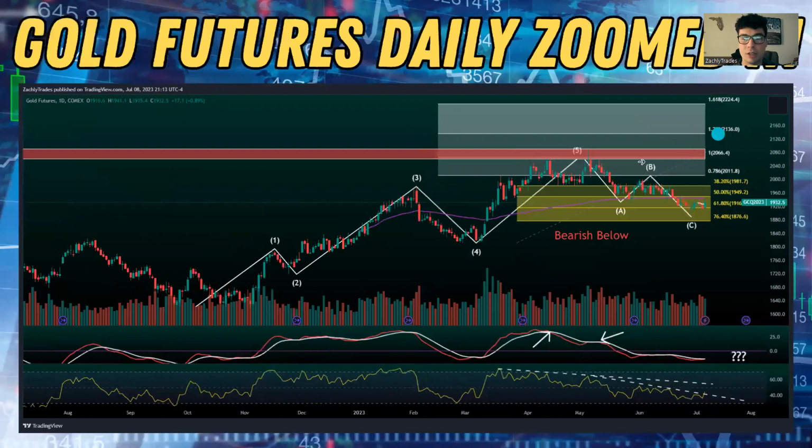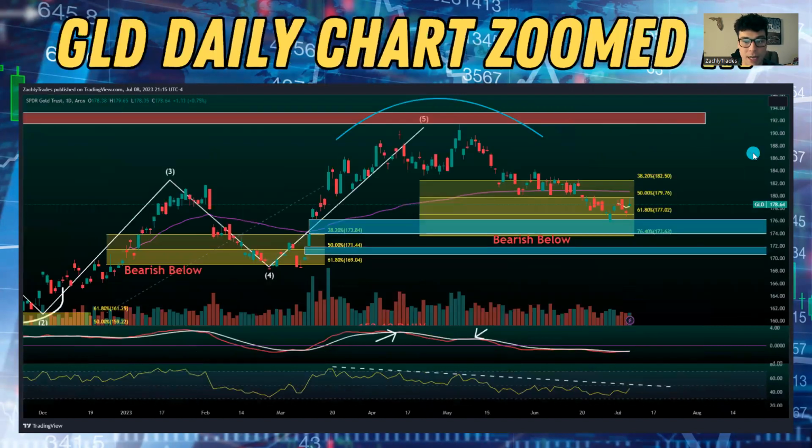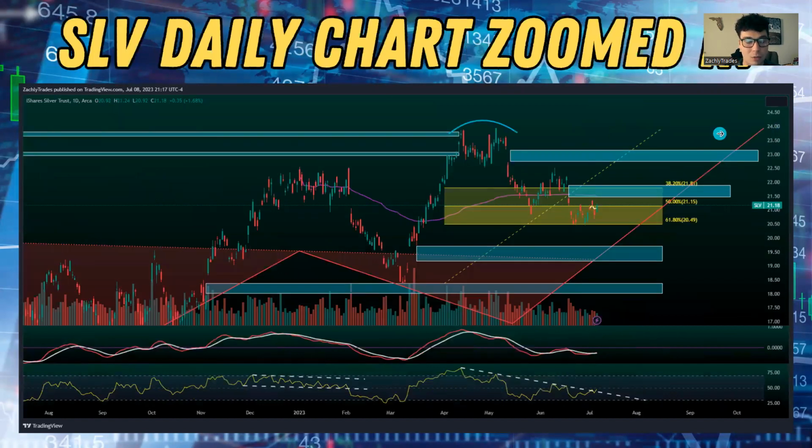Going to break down the chart a little bit more and zoom in and really show you guys a lot of the structures that I'm looking at for all of these charts. We'll take a look at GLD as well. Okay, GLD is something that has options. Maybe if you're an options trader, this is something that you could look at. Okay, we'll zoom in on that chart as well, and we'll take a look at SLV on the daily time frame and also zoom in on that one as well. So really great stuff in today's video.